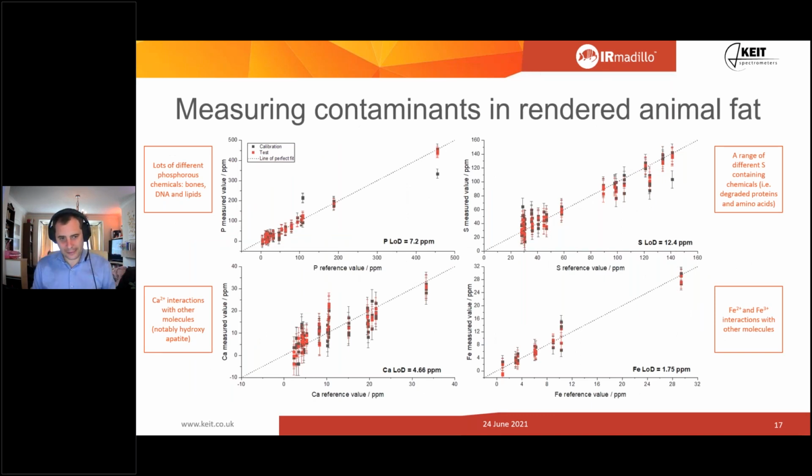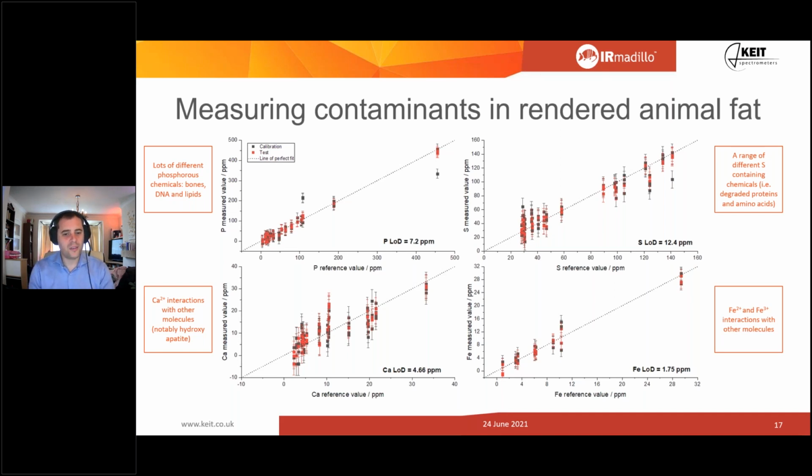This is brand new, hot off the press data. We only did this 2 days ago. This work was completed, so I'm delighted to be able to talk about it with you today. This is measuring contaminants in rendered animal fat, so tallow, like I was talking about earlier, and this has a future in renewable diesel. That's what this work was for. And we're measuring phosphorus, sulfur, calcium, and iron. The phosphorus is predominantly from bones in this particular setup, but there will be some phospholipids because animals do have phospholipids in them. There will be some DNA degradation, again, the phosphate backbone in that.